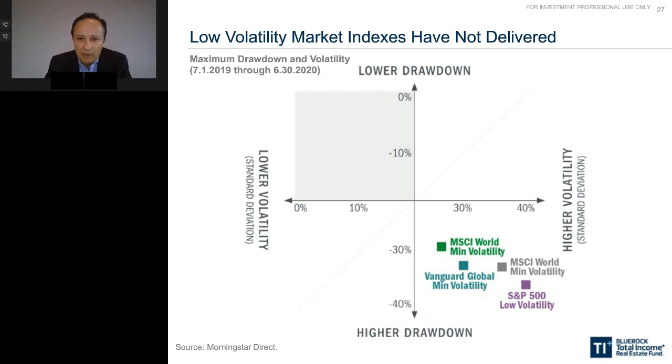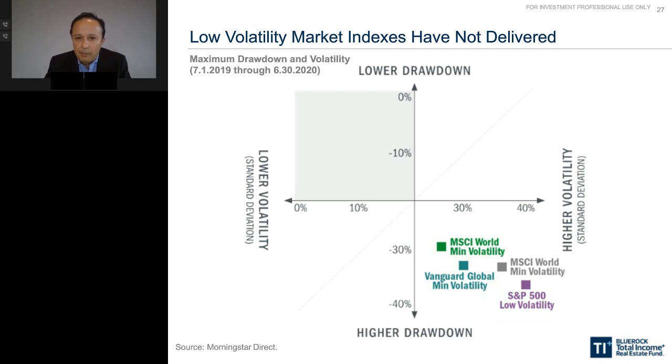We put a drawdown and volatility chart here. So you can see it's the same as my prior chart in terms of the x-axis, lower risk to higher risk on the x-axis, 0% volatility on the left, 40% volatility on the right, and drawdowns. What's your max drawdown? 0 on top and minus 40% on down. We put 4 of the main low volatility indexes on here to show how they perform.